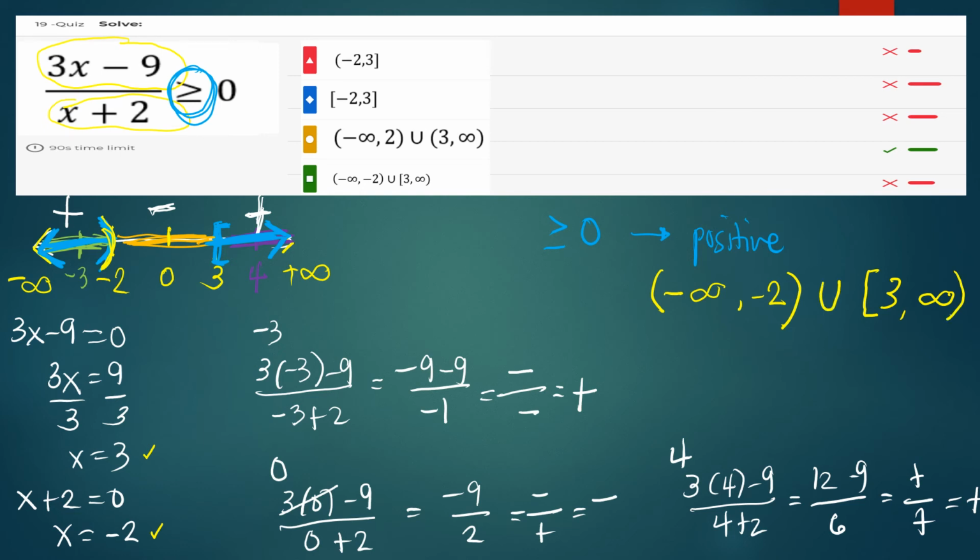union of those sets. So if we're going to check our answer here dito sa ating choices, the answer will be ito, yung green part. Okay? So, ayun yung green part. Ito yung mga nakakuha ng tamang sagot. So, we have negative infinity, negative 2, union, and then we have here 3, then going to positive infinity. Okay?